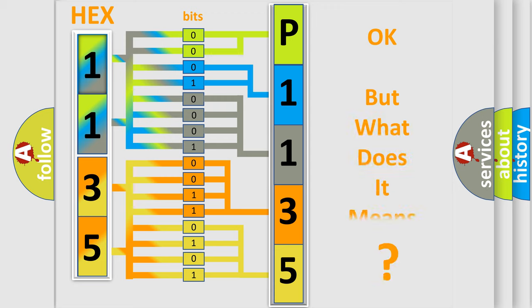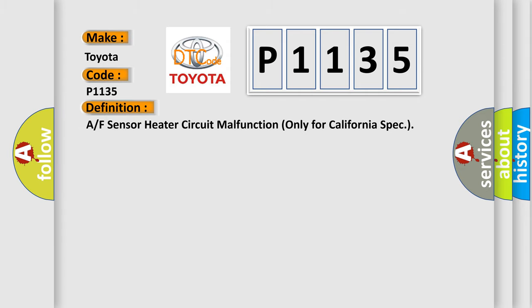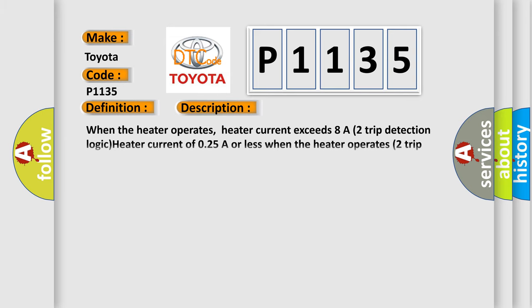The number itself does not make sense to us if we cannot assign information to what it actually expresses. So, what does the diagnostic trouble code P1135 interpret specifically for Toyota? The basic definition is the A/F sensor heater circuit malfunction, for California spec only. And now this is a short description of this DTC code. When the heater operates, heater current exceeds 8A: 2 trip detection logic. Heater current of 0.25A or less when the heater operates: 2 trip detection logic.